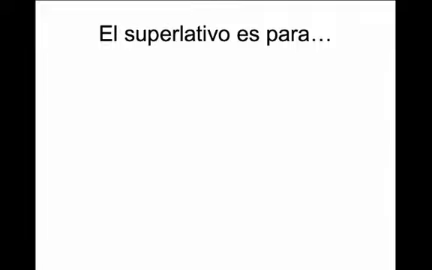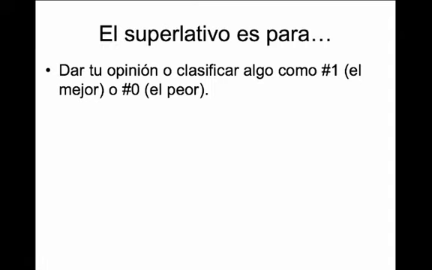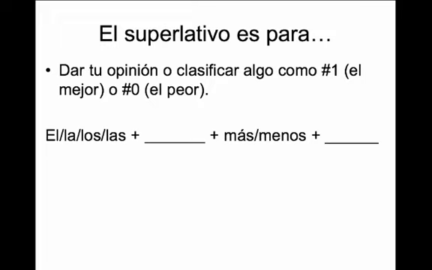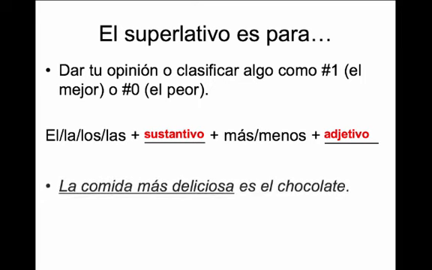Now, another way to use these words is with el superlativo. And this is para dar tu opinión o clasificar algo como número uno o el peor, cero. So you're giving your opinion, you're classifying something as the best or the worst. So it also has a little formula, and we say the thing or the noun más o menos, and then the adjective. So not que in this instance, but just the most whatever, or the least whatever.